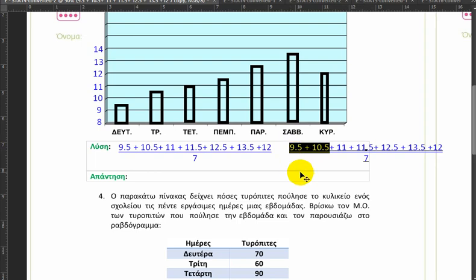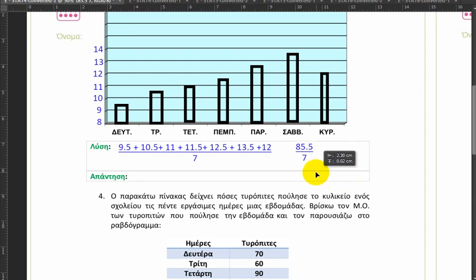9.5 and 10.5 makes 20. 20 and 11 makes 31. 31 and 11.5 makes 42.5. 42.5 and 12.5 makes 60. 60 and 13.5 makes 73.5. Again, these additions could have been done vertically. If you needed to do them vertically, that was perfectly possible. But if you wanted to do them this way as well, that was also perfectly fine. And 73.5 plus 12 makes 85.5.